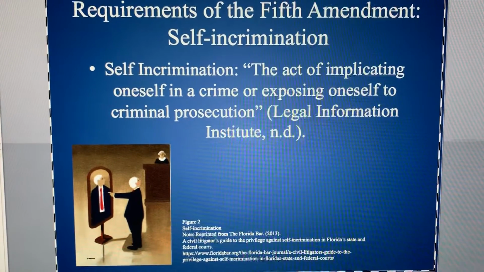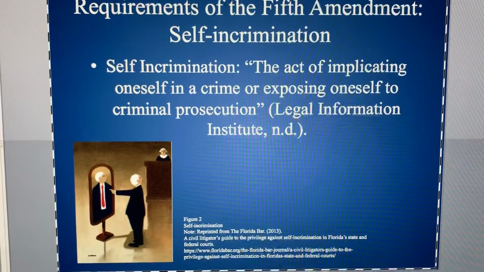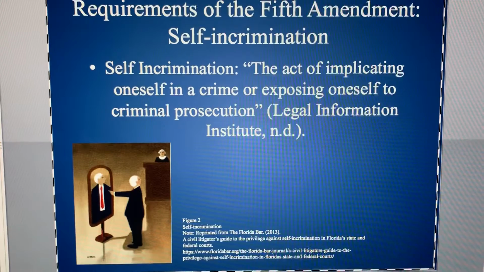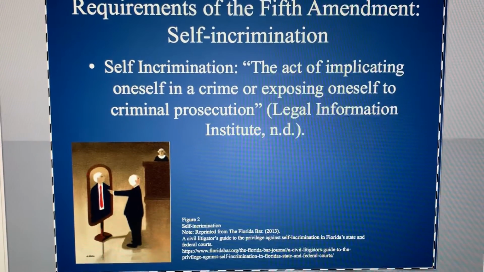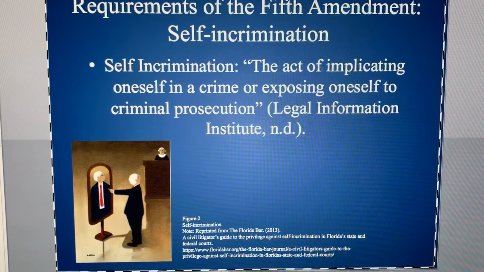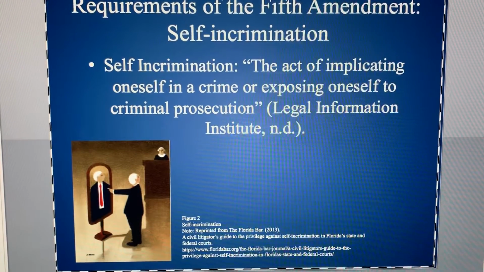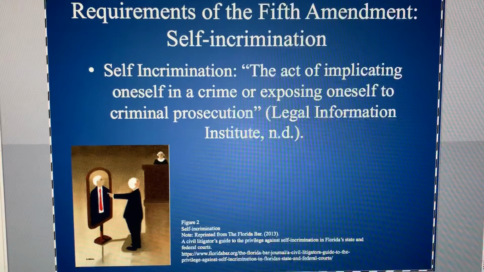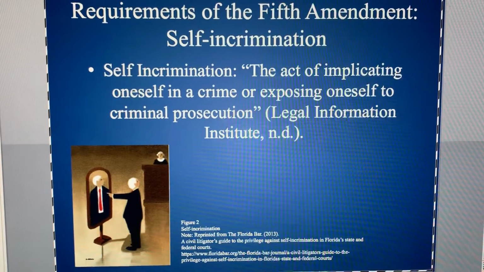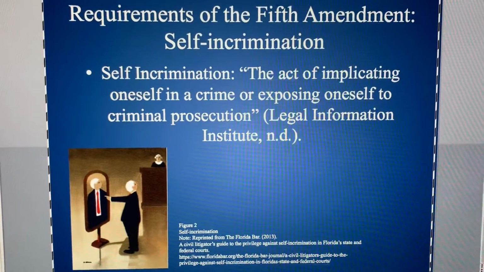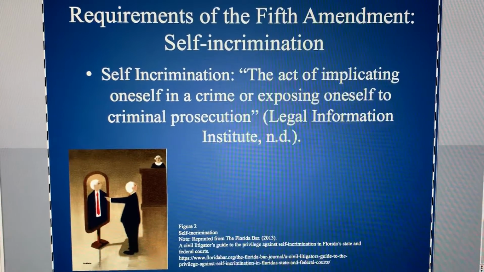Requirements of the Fifth Amendment: self-incrimination. Self-incrimination is the act of implicating oneself in a crime or exposing oneself to criminal prosecution. This can occur as a result of interrogation or may be made voluntarily. Self-inculpation is another term for self-incrimination.